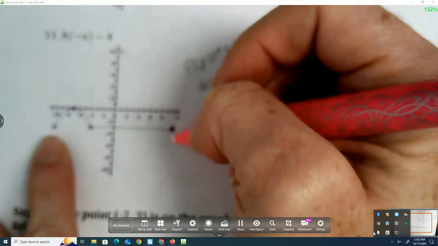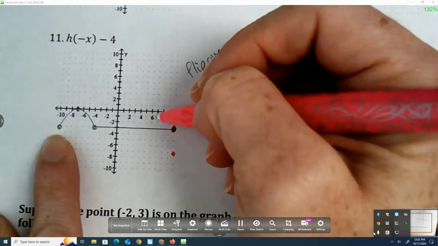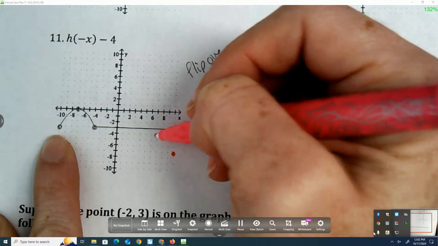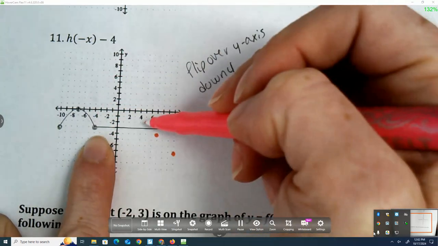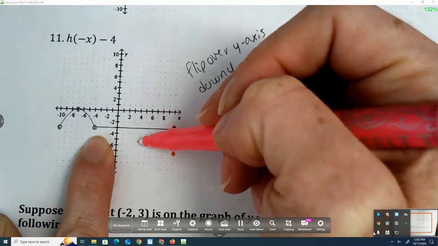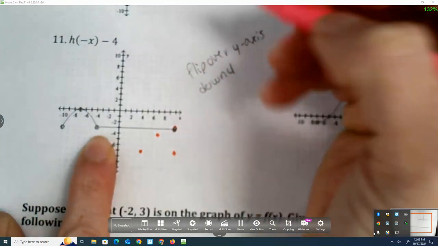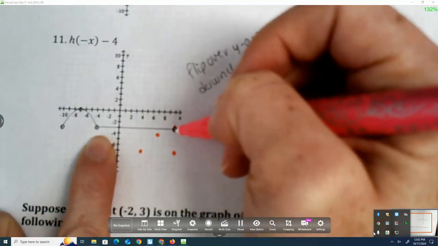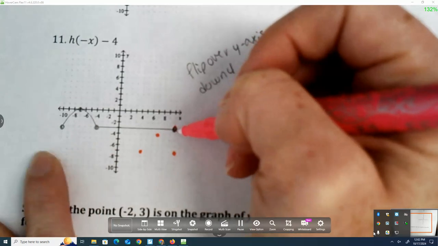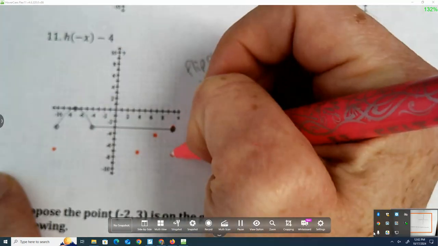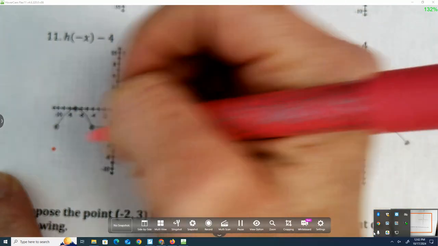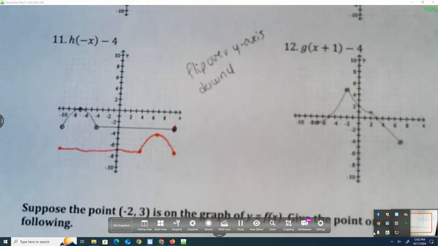So I go here, down 4. So 7, 0, down 4. This is -4, -3, so go to +4, -3, down 4. This one is at 10, -3, so go to -10, -3, down 4. So it looks like that.